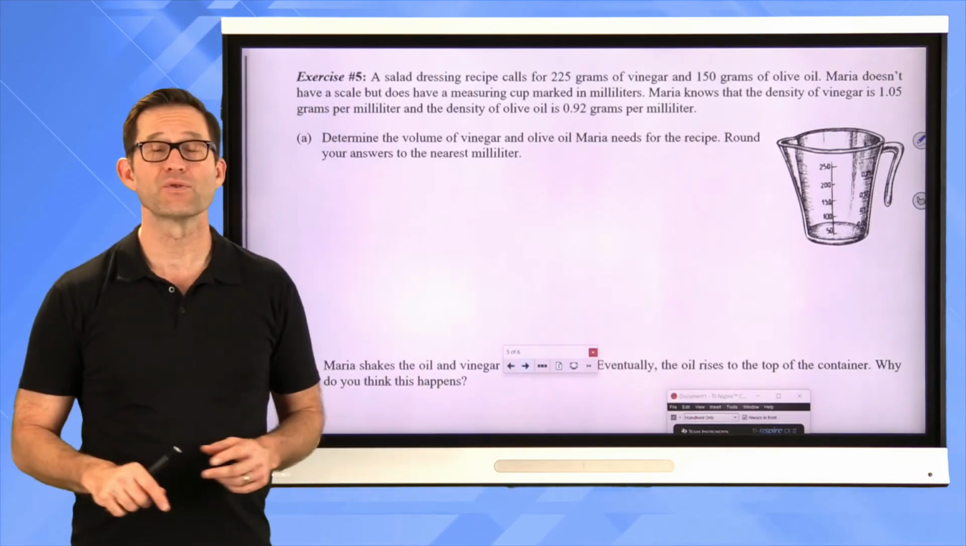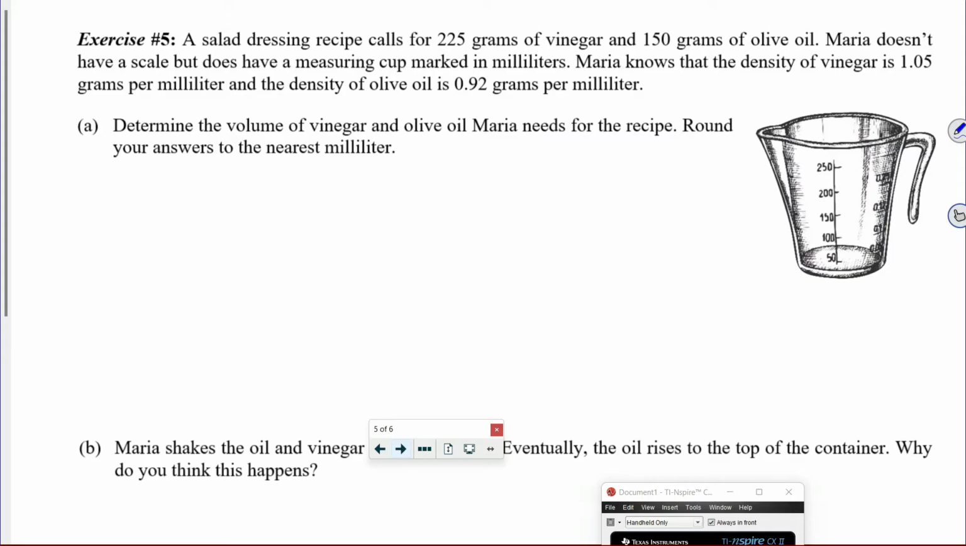One final problem, exercise number 5. A salad dressing recipe calls for 225 grams of vinegar and 150 grams of olive oil. Maria doesn't have a scale, but she does have a measuring cup marked in milliliters. Maria knows that the density of vinegar is 1.05 grams per milliliter, and the density of olive oil is 0.9 grams per milliliter. Determine the volume of vinegar and oil Maria needs for the recipe. Round your answers to the nearest milliliter.